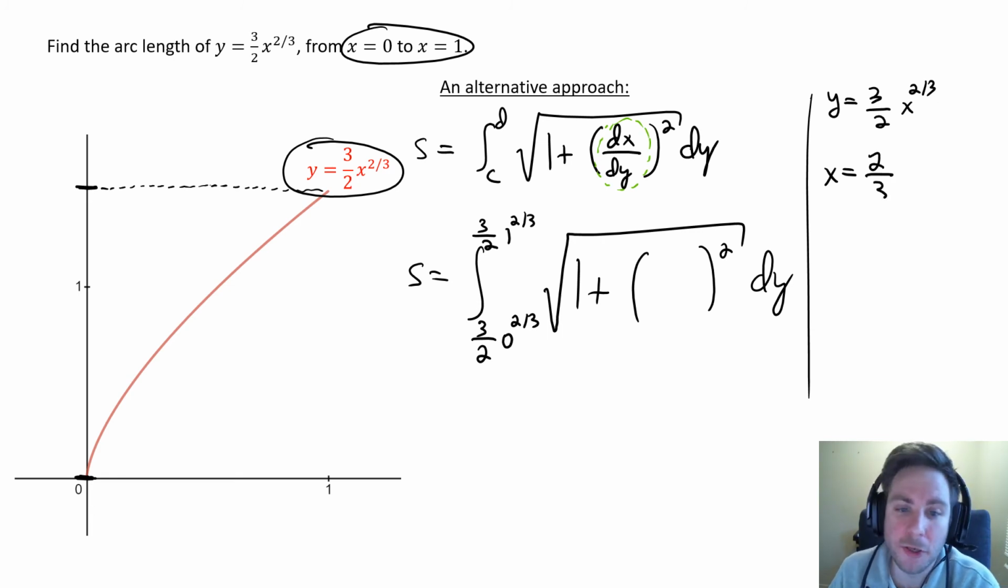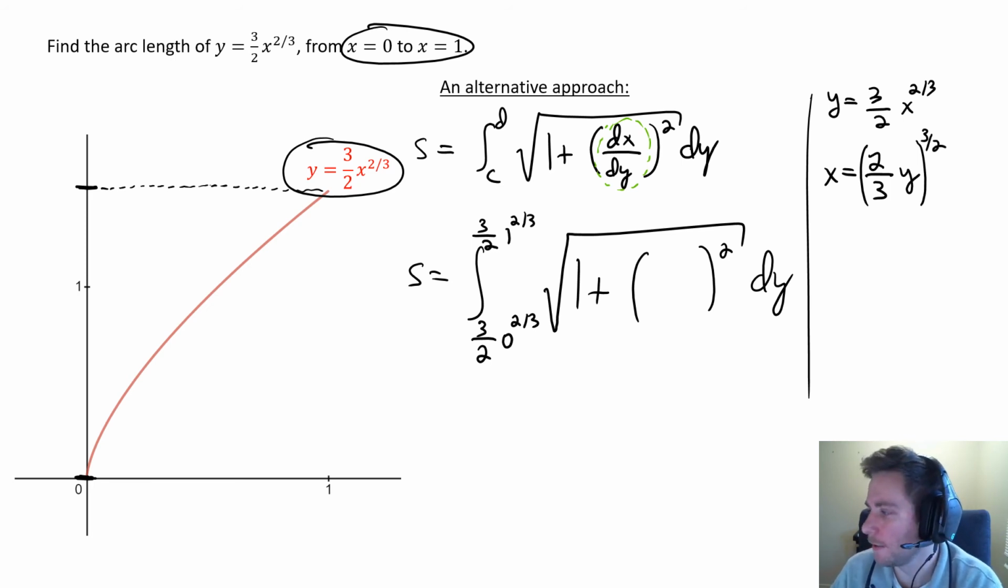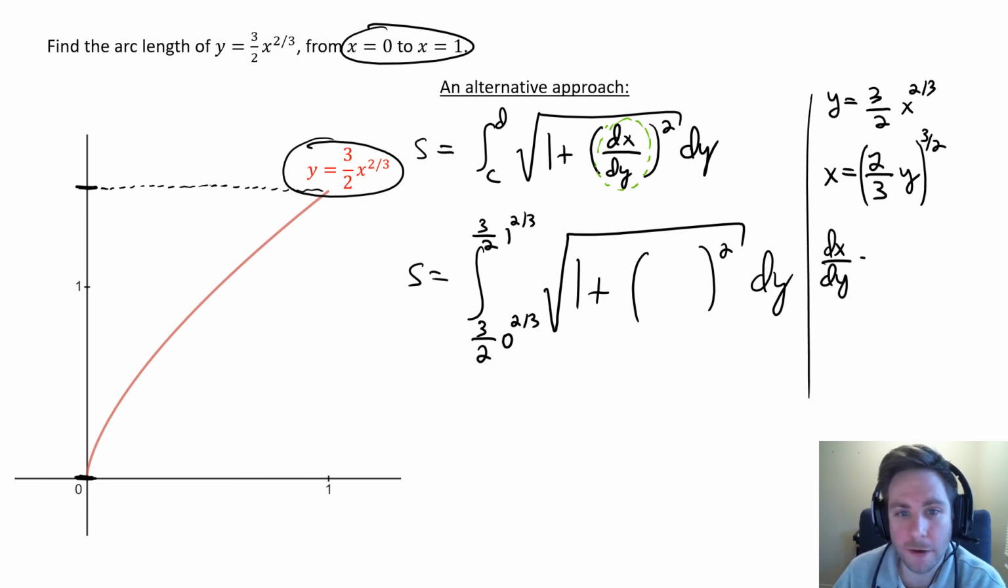So start by multiplying both sides by 2/3, and then apply an exponent of 3/2 to both sides. And you can check, pause if necessary. You can check that this is how you get x by itself. And with that, we're ready to get our formula for dx over dy. That just means take the derivative, except now we're thinking of y as our independent variable.